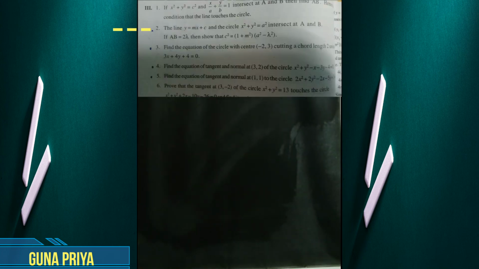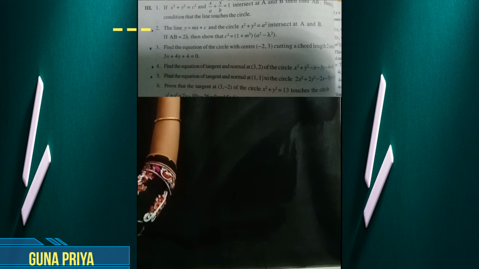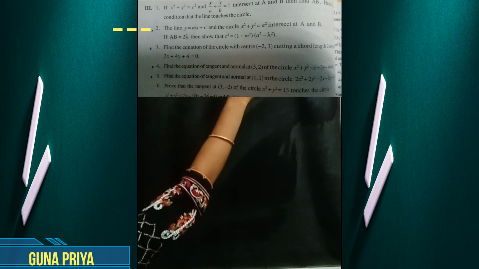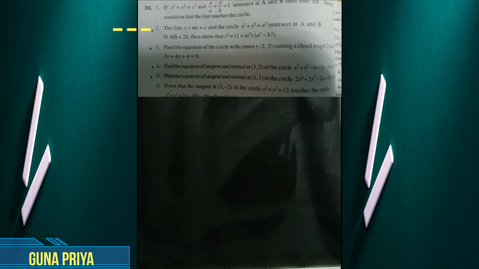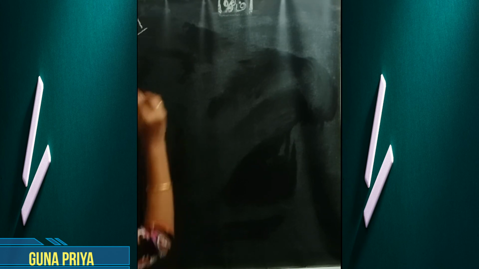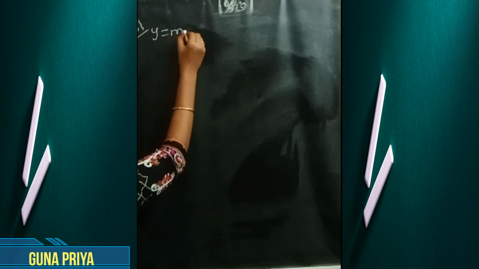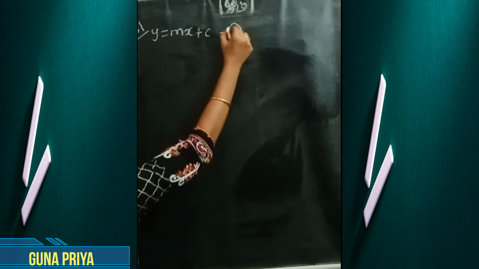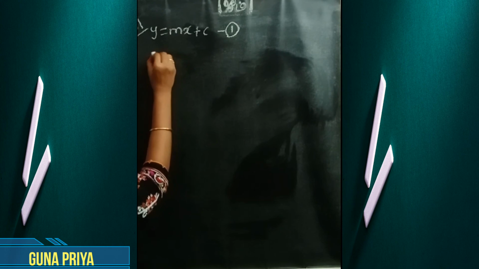Our second problem: they have given the line y equals mx plus c and the circle x squared plus y squared equals a squared intersecting at A and B. If AB equals 2 lambda, then show that c squared equals (1 plus m squared) into (a squared minus lambda squared). First, what have they given? They have given 2 equations. The first one is a line. Another is a circle equation.